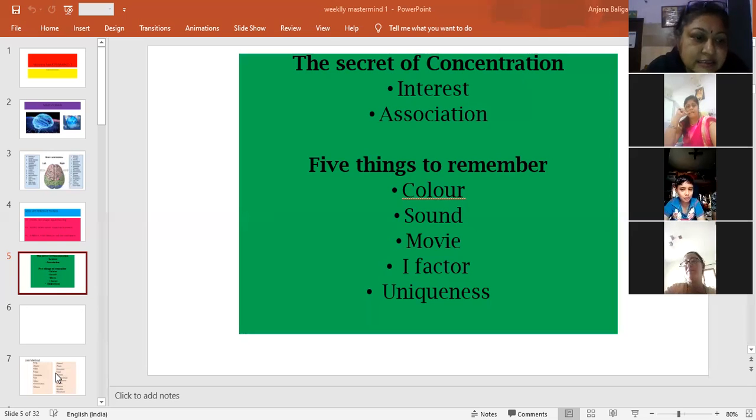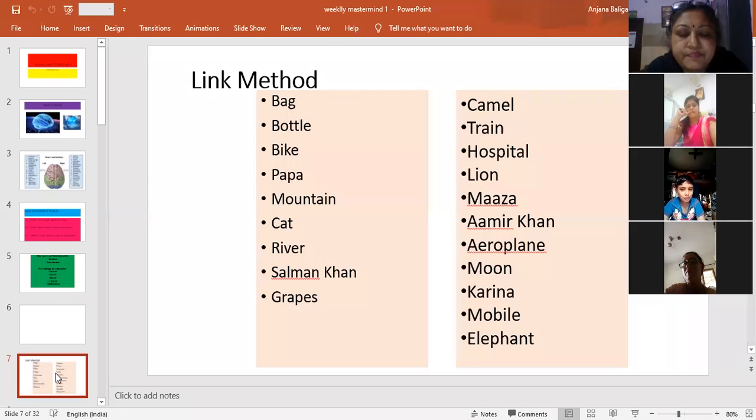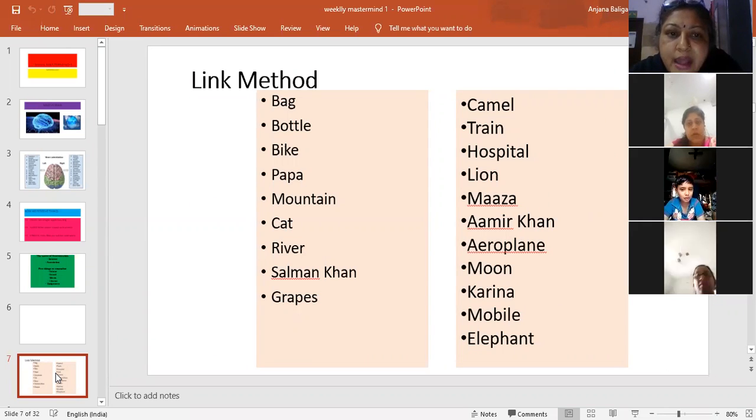Now let's go to the exercise. How much time will you take to remember these 20 words? Bag, bottle, bike, papa, mountain, cat, river, Salman Khan, grapes, camel, train, hospital, lion, Maza, Aamir Khan, aeroplane, moon, Kareena, mobile, elephant. These words have no relevance to each other.